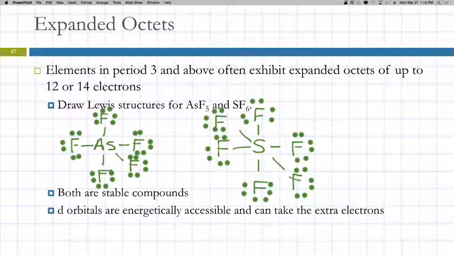The reason for this is sulfur and arsenic. Arsenic's in period 4, sulfur's in period 3. They have d orbitals available. Those d orbitals are only a little bit higher in energy than the p orbitals, and so they can expand into the d orbitals. And we'll see that our other bonding models explain this better. Any questions? Only period 3 and above. So the little guys sometimes have less than 8. The big guys sometimes have more than 8.